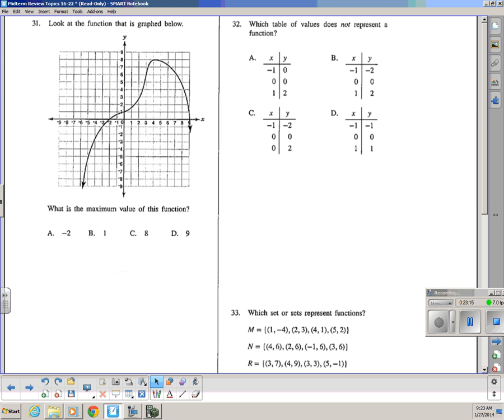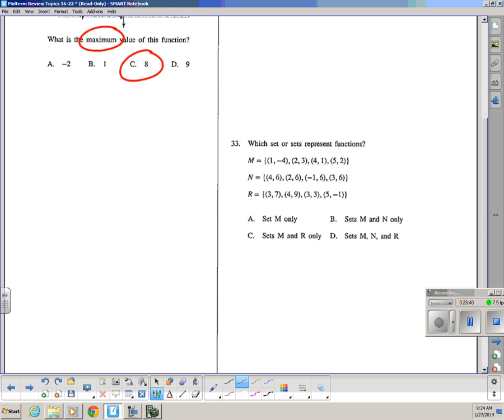Number 31. Look at the function. We want the maximum value. Maximum is my high y value. The high y value occurs right there, which is at 8. Number 32, which table values does not represent a function? Again, we're looking for not being a function, so we want perhaps a repeated x value. Choice C, 0 gets sent to 0 and 2. All the others have no repeats in the x values.